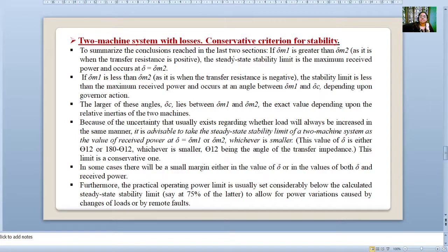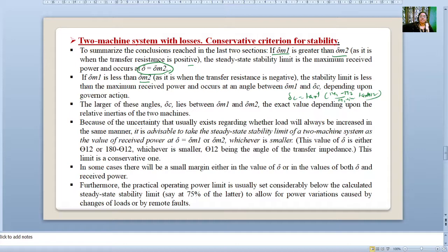To summarize the conclusion reached in the last two sections, if del m1 is greater than del m2, as it is when the transfer resistance is positive, the steady state stability limit is the maximum received power at del equal to del m2, whichever is smaller. If del m1 is less than del m2, as it is when transfer resistance is negative, the stability limit is less than maximum received power and occurs between angle del m1 and del c. That del c is given by equation 33: tan inverse of (m1 minus m2) divided by (m1 plus m2) into tan of theta 1 2.